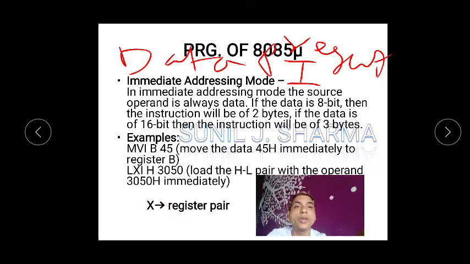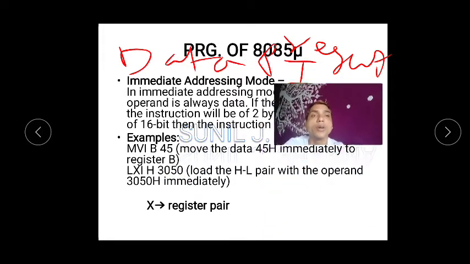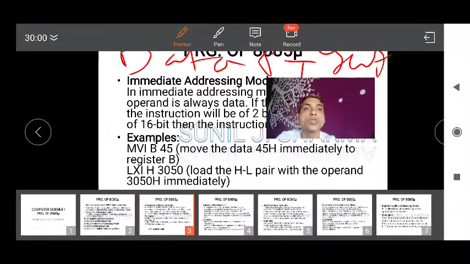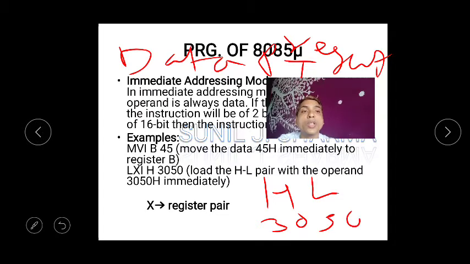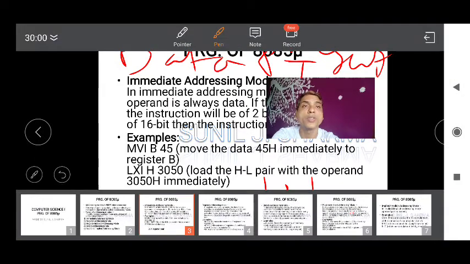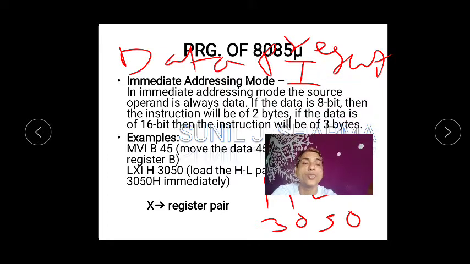Now for example, LXI H, 3050H. Remember that wherever in instructions you find X, it means a register pair. With H we have the pair L, so the HL pair will be storing this data, because to store 16-bit data we require 2 registers. H will be storing 30 and L will be storing 50. So I hope you got this.